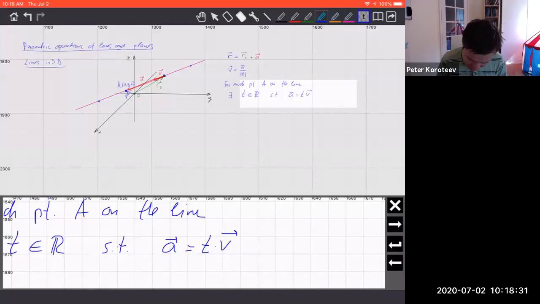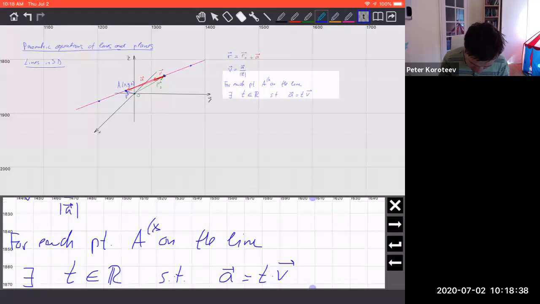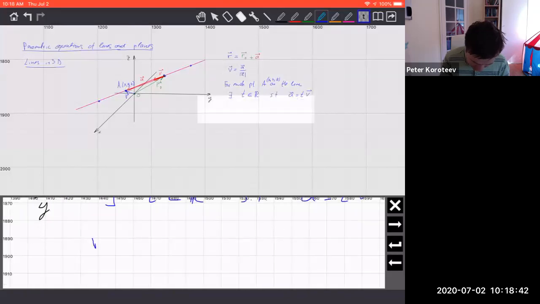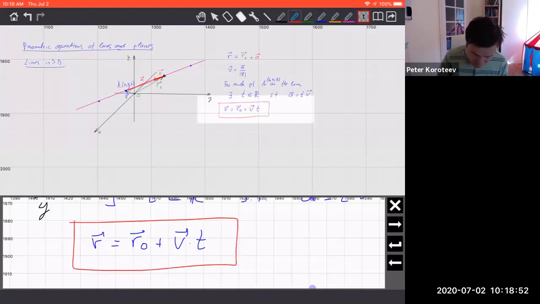It's a coefficient between A and B. So this way every point on the line, x, y, and z, is parameterized by the following, right? So then you can just say that R is equal to R0 plus V times T. So this is the parametric equation for the line.